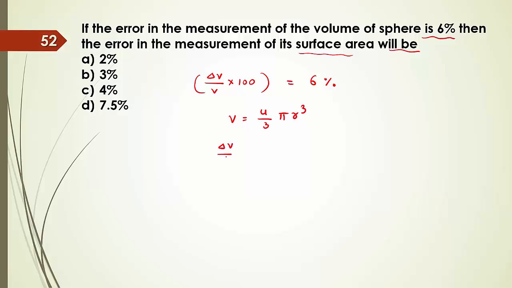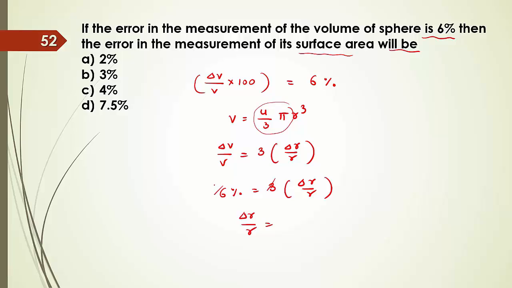So delta V over V equals 4 by 3 pi, which is a constant, leave it, and the remaining is 3 into delta r over r. Delta V over V in terms of percentage is already given as 6%, which is equal to 3 into delta r over r. So delta r over r equals how much? 3 ones are 3, 3 twos are 6. So we will get delta r over r equal to 2%.